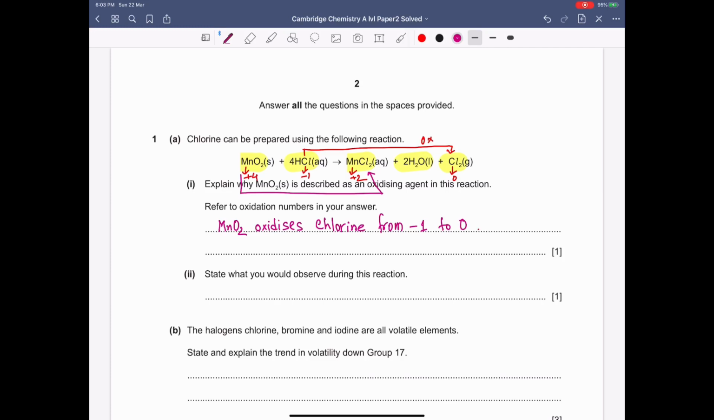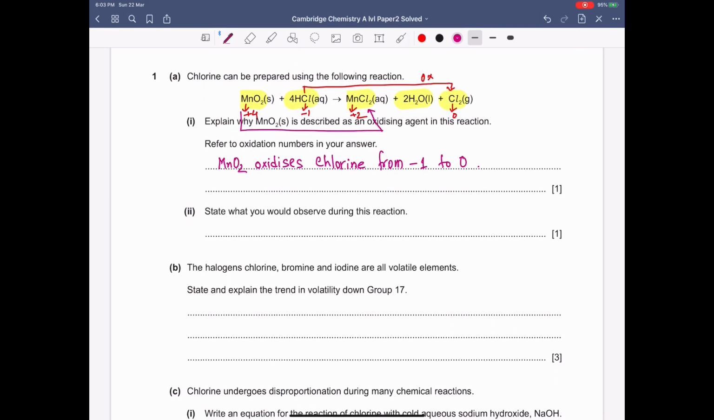State what you would observe during this reaction. Since we are producing chlorine, which is a gas, we will be observing effervescence.